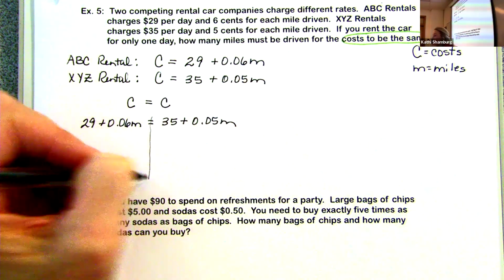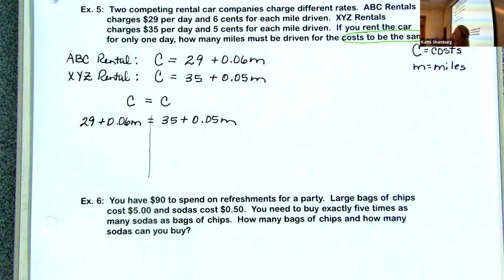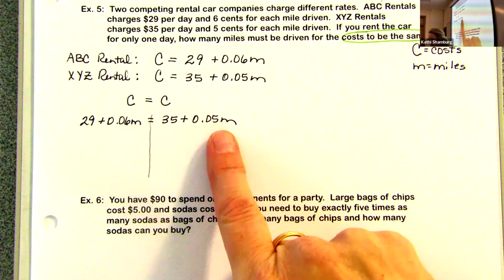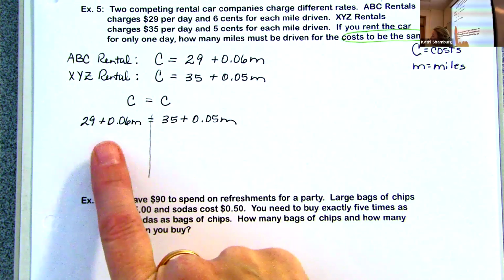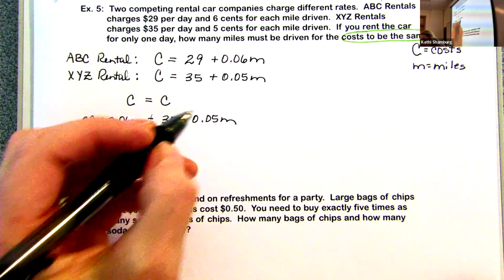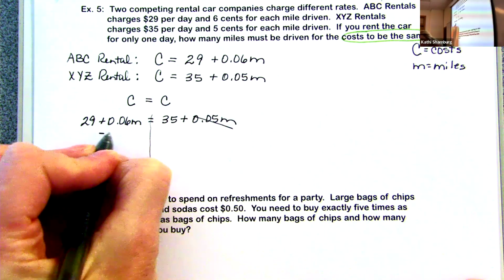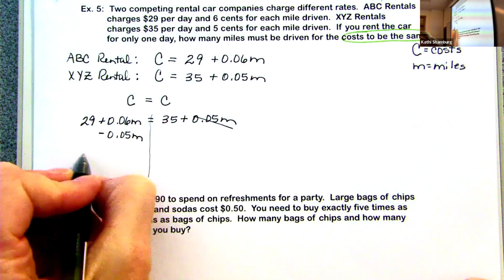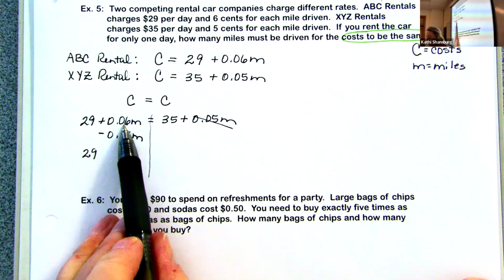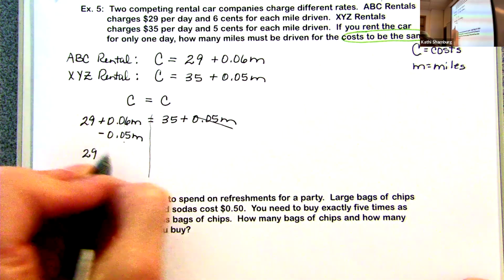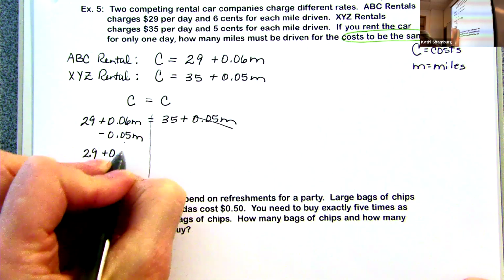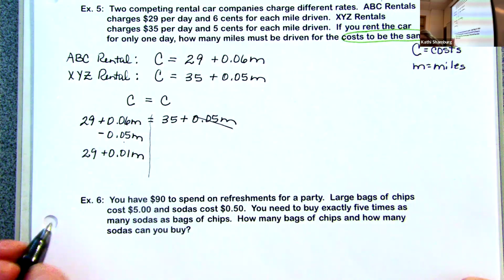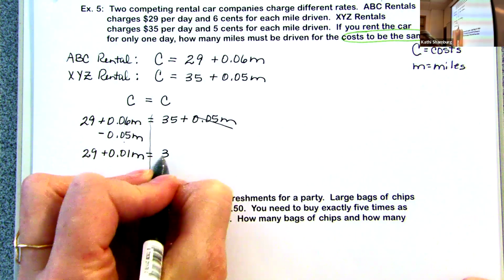Now, this one's different than the other one. The last equation we did, the variable was already on one side. Now we have a variable on either side, so we need to move one of them. So how could I move this term over here? I'm going to subtract it. It's being added, so I'm going to subtract it. So I'm left with 29, and if I have 6 cents and I take away 5 cents, I should be left with positive 1 cent. So it's 0.01 M. And then on the right side, we're left with that 35.